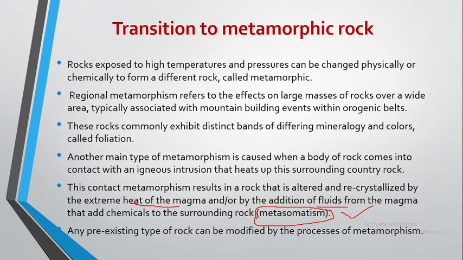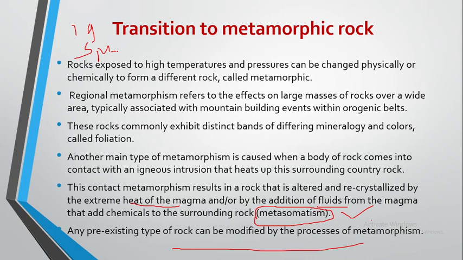Next, any pre-existing type of rock can be modified by the process of metamorphism. This you have to keep in mind. It may be either igneous rock or sedimentary rock. Metamorphic rocks also can be metamorphosed again. So any kind of rock can be metamorphosed again.